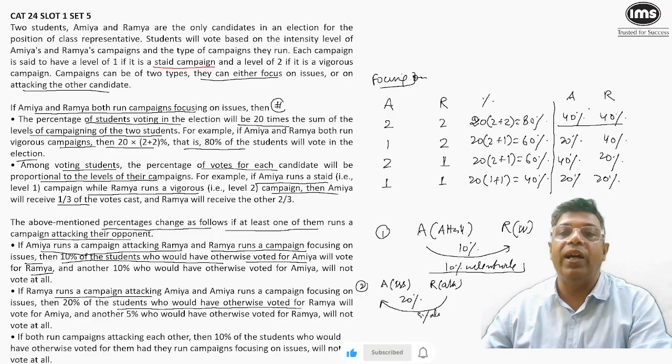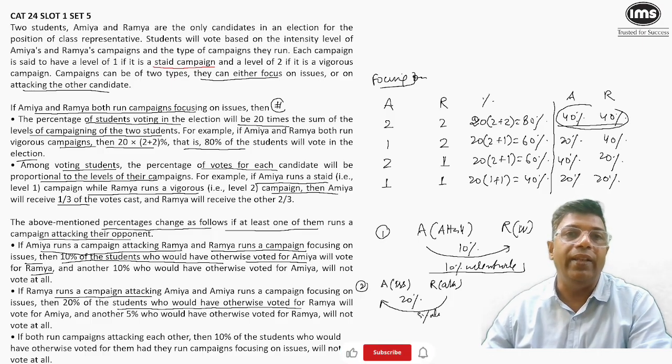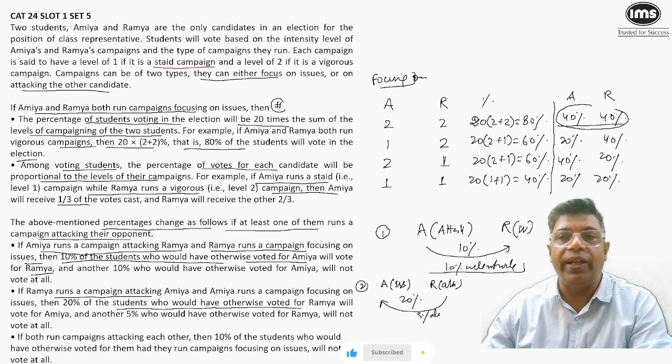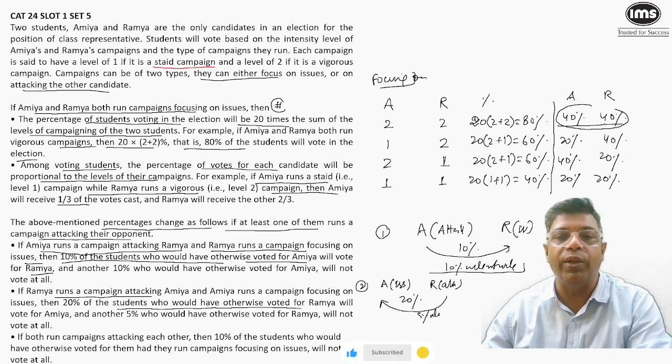So now if I look at the same scenario, in this case, suppose Ramya is doing an attack campaign and Amya is doing an issue-based campaign. 20%, like 8% votes will shift to Amya. So now Amya will get 48% and this guy will get 32%, and then further 5%. So 5% of 40% is 2%. So again 2% will not vote at all. That is how things are going to change.